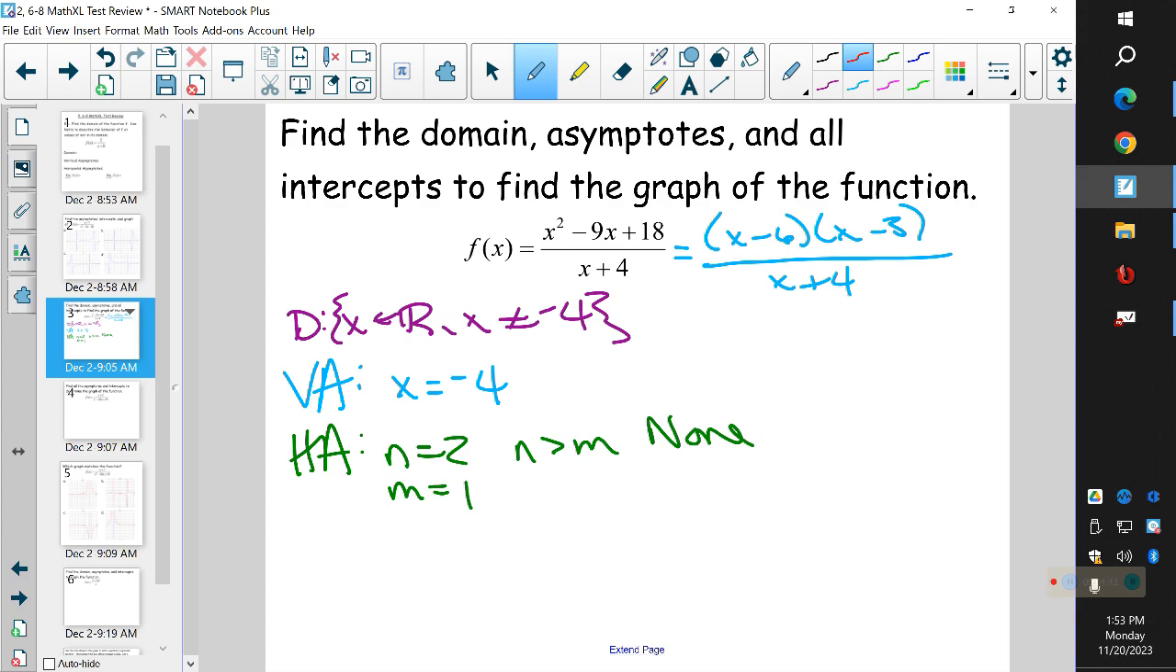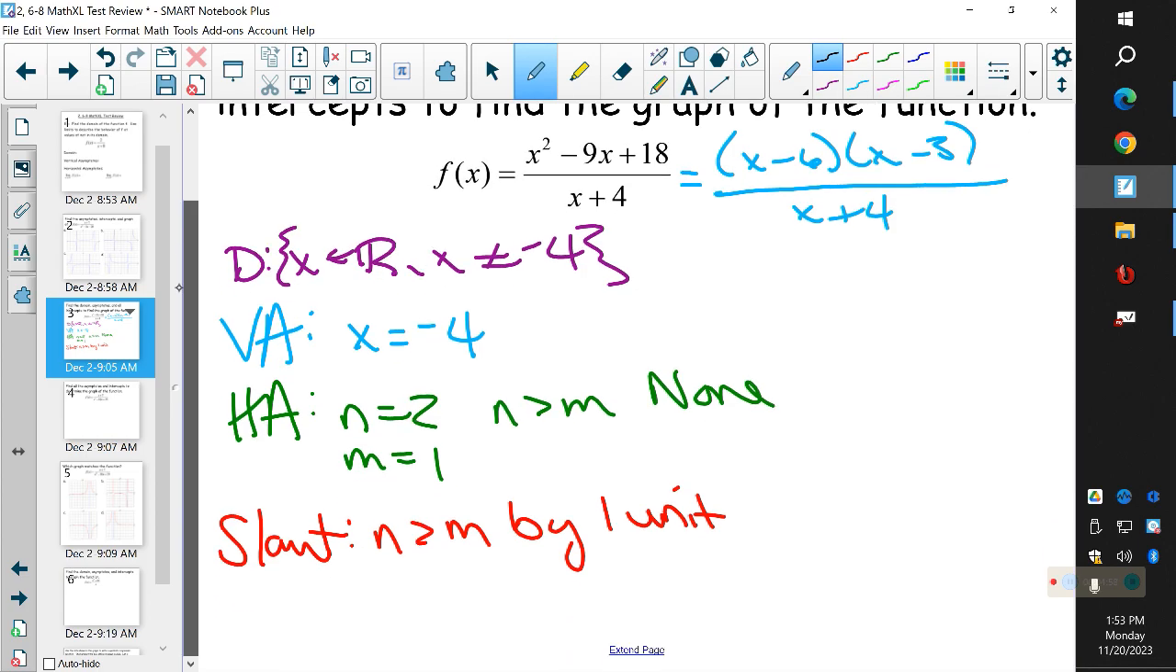If I have no horizontal, I have the potential to have a slant. And since n is greater than m by 1 unit, I do have a slant asymptote. How do I find that? Well, I'm going to do this exactly the way you would do long division. So x plus 4 goes on the outside, and x squared minus 9x plus 18 goes on the inside.